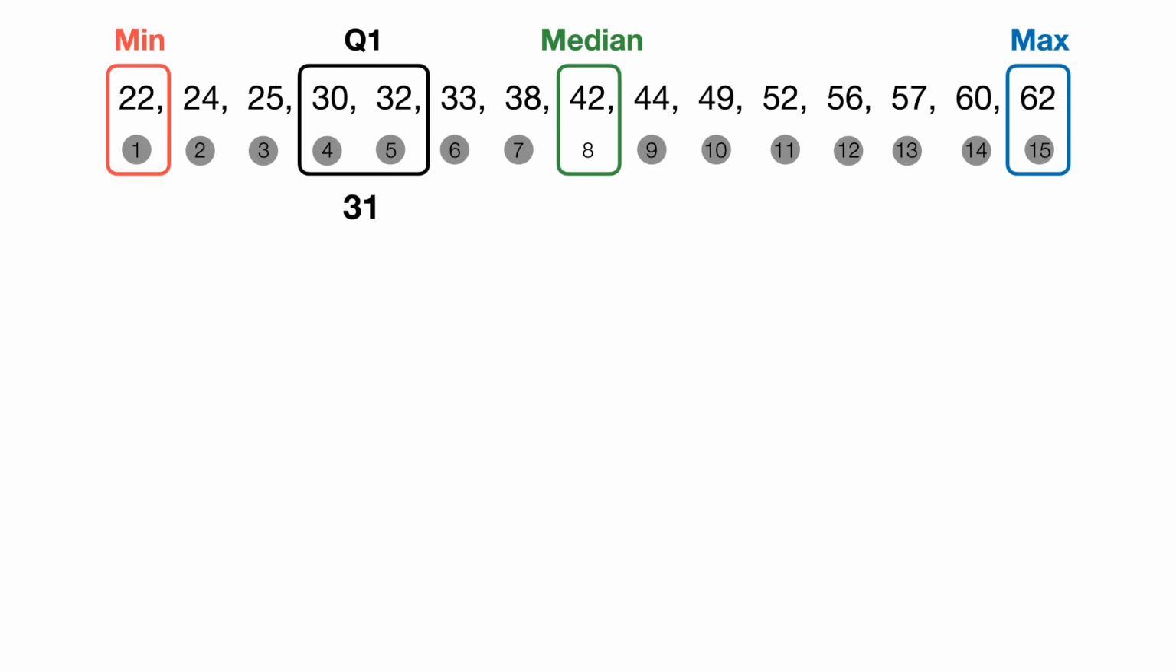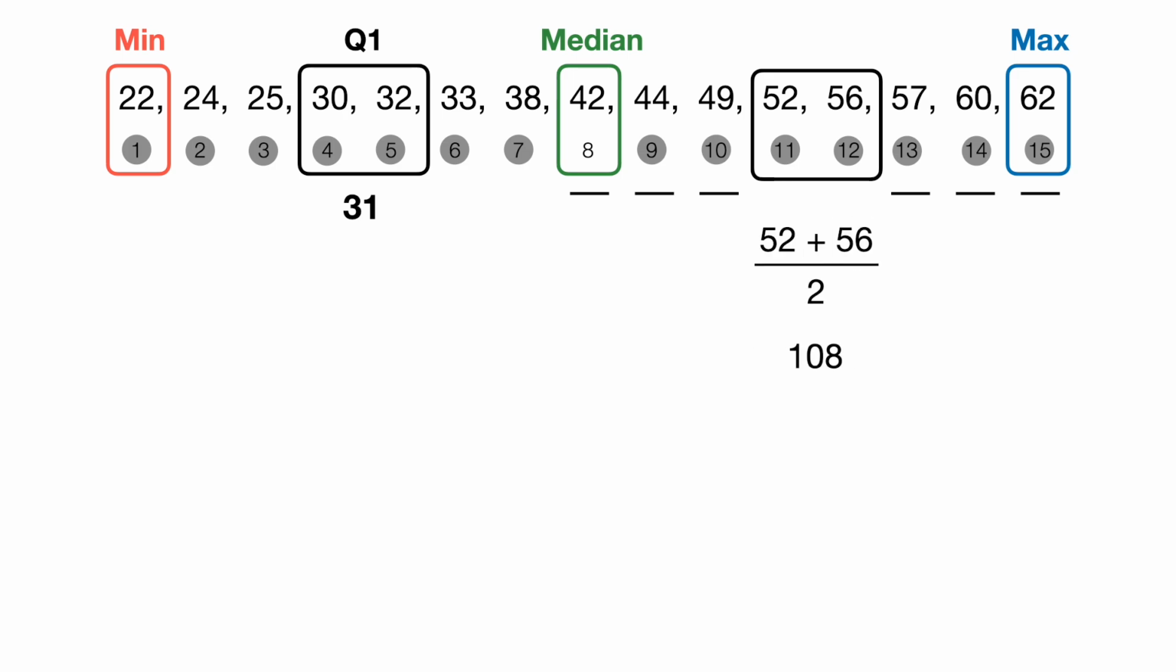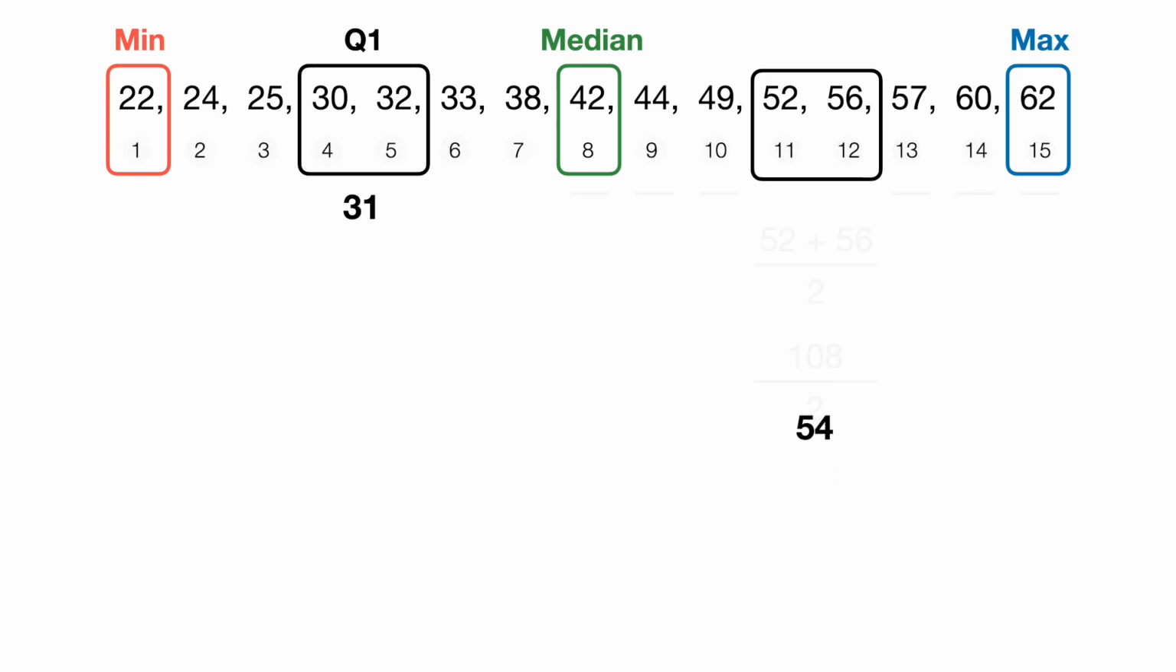Now we got to do the same thing to find Q3. So again, we're going to count in on equal sides from the median and the maximum. So there's 1, 2, 3 numbers on each side. There's 2 in the middle. So when there's 2 in the middle, we got to find the average. So 52 plus 56 divided by 2. So that's going to be 108. Divided by 2, and 108 divided by 2 is 54. So that gives us a Q3 of 54.